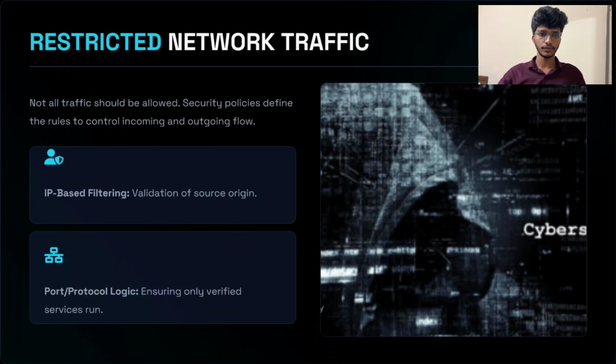First, IP-based filtering, which checks whether the source or destination IP is trusted. Second, port and protocol logic, which ensures that only specific services like web or DNS are allowed to operate. For example, web traffic typically uses port 80, secure shell uses port 22, and DNS uses port 53. By controlling these parameters, we can ensure that only legitimate traffic is allowed while blocking suspicious or unauthorized access.